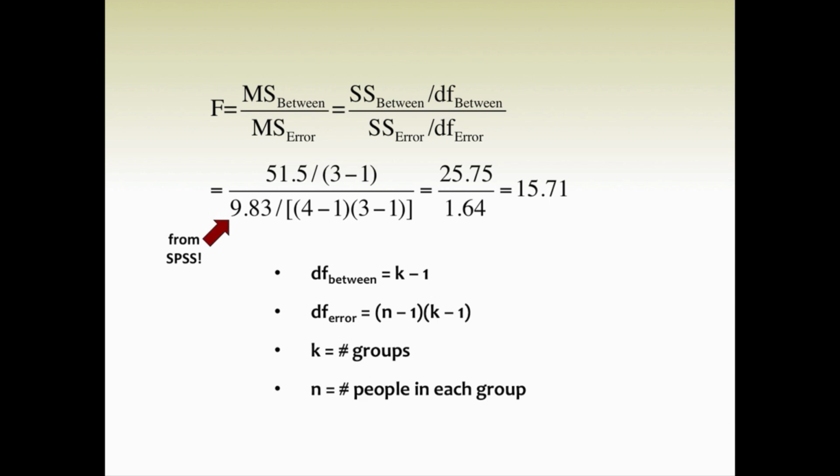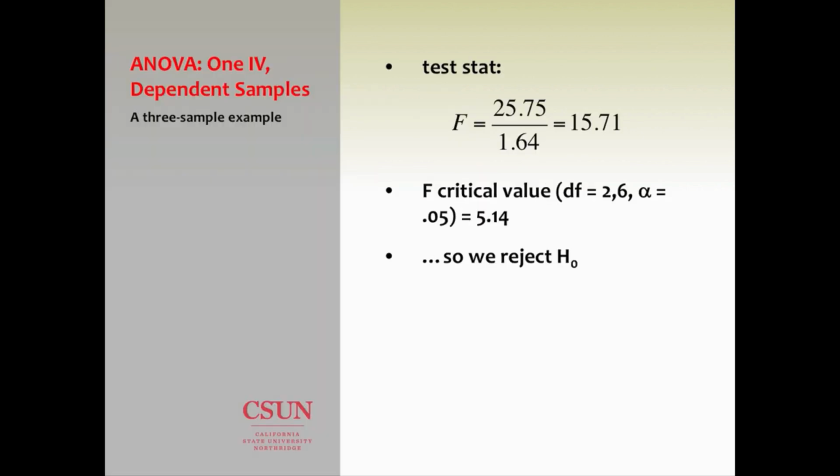You divide your mean square between, 25.75, by that 1.64, and that gives you the F test statistic, 15.71. And that 15.71 is then compared to the F critical value of 5.14. This is the same critical value, incidentally, as we had before for the independent samples example, and I will find that for you again here in a minute. We're going to reject the null hypothesis since 15.71 is greater than 5.14, and we're going to conclude with the alternative hypothesis. What that means is that there is a significant difference across the 3 time points in threat ratings.